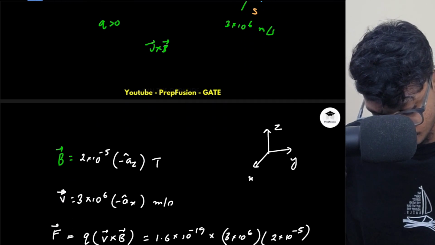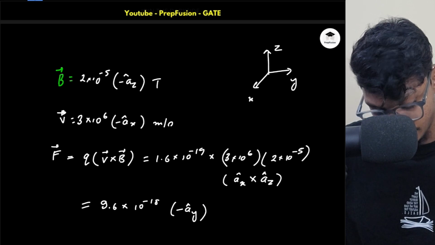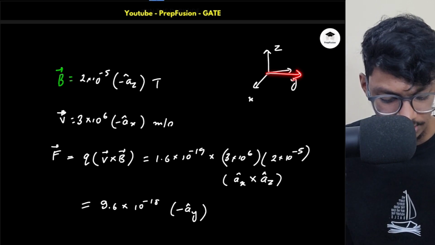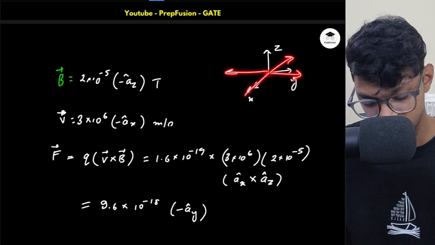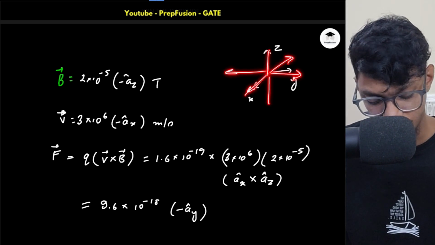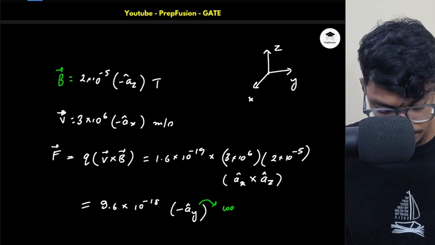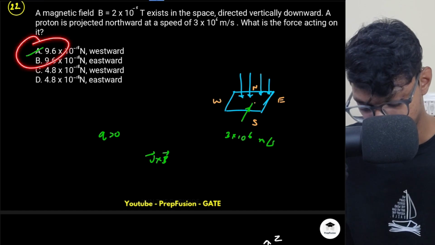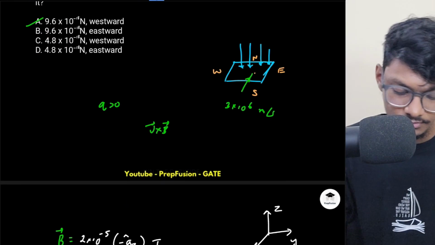Okay, yeah. So 9.6 into 10 raised to power minus 18 in the minus AY cap direction. So this AY cap represents, like, this is my east, this is my west, this is my north, this is my south, and this is top and this is bottom, right? So this represents west. So this will be westward. So 9.6 into 10 raised to power minus 18 westward. Okay, I hope you get the point.